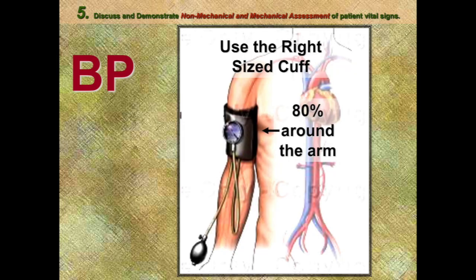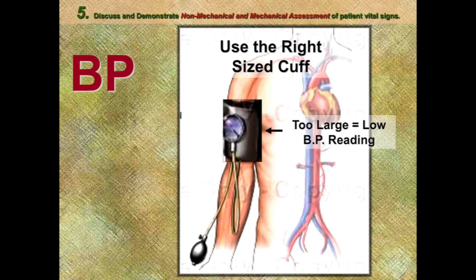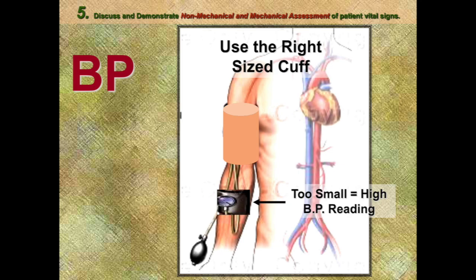As far as blood pressure goes, the cuff has to go at least 80% around the arm. Ideal is 80%. So when you start to wrap it and you've got the Velcro in your hands, you want it to go 80% around the arm. If it's too large and it goes way around the arm, the blood pressure reading is going to be artificially low. And if it's too small, the blood pressure reading is going to be artificially high.